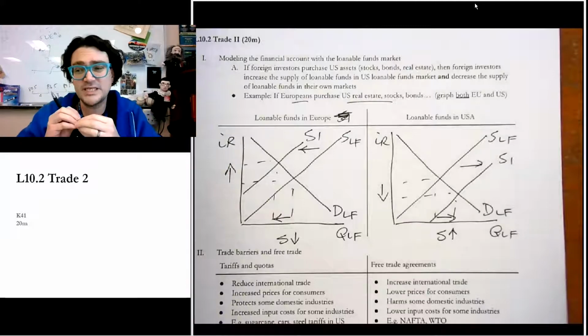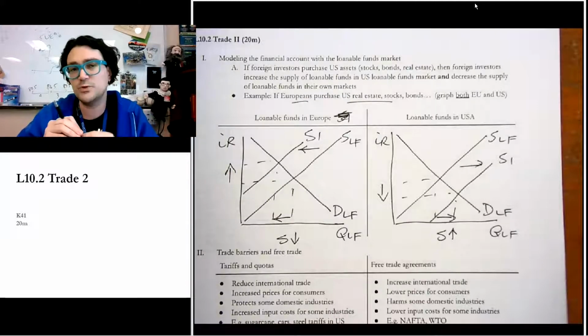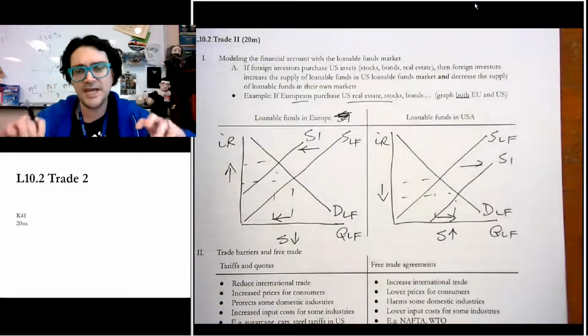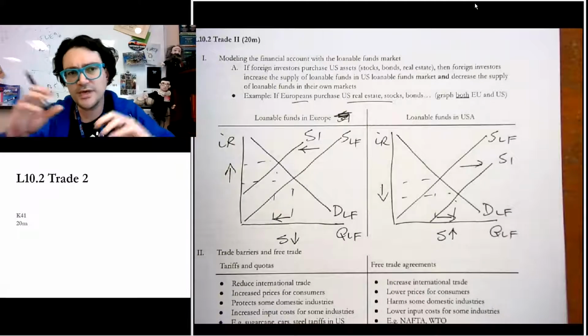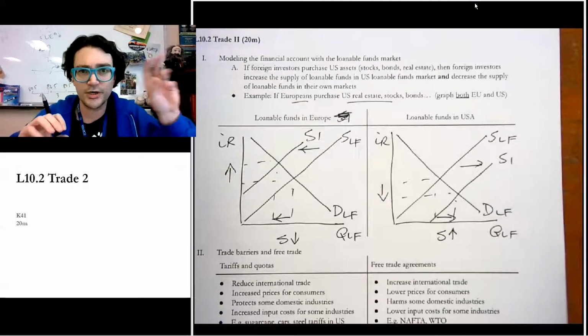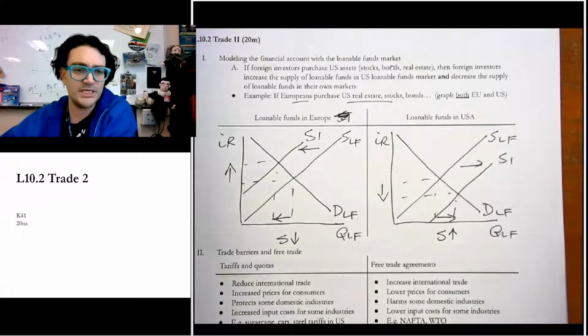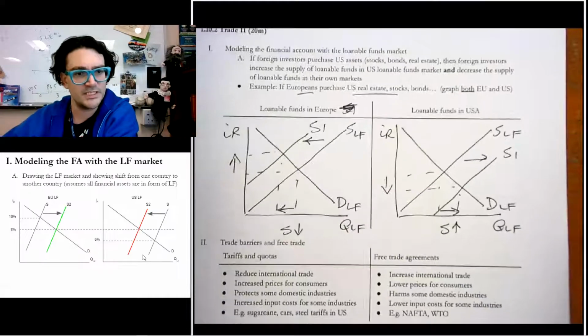And so this is an add-on. It's an addition that will sometimes show up on AP free response questions, because they'll say, well, X, Y, and Z happens, and then show how that connects to the other market, right? And they'll add this in at the very end of them. So that's a piece to wrap your mind around with some of these.